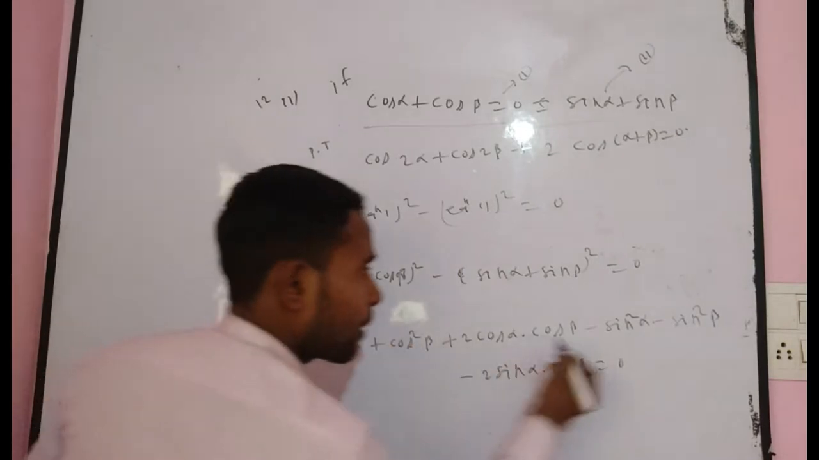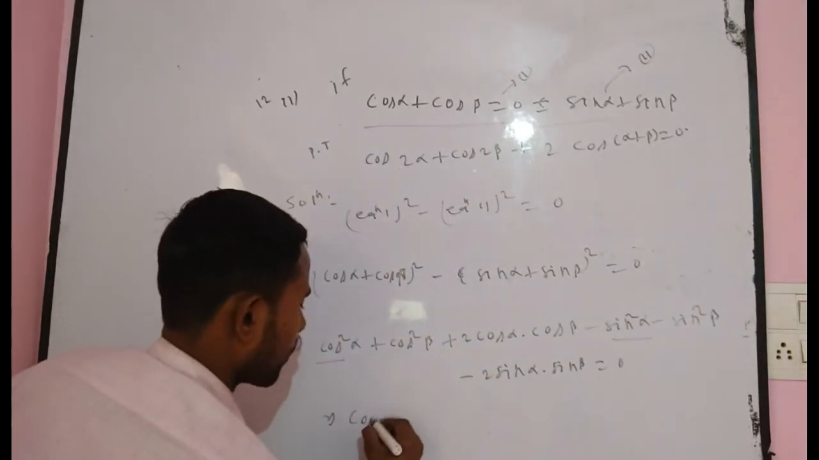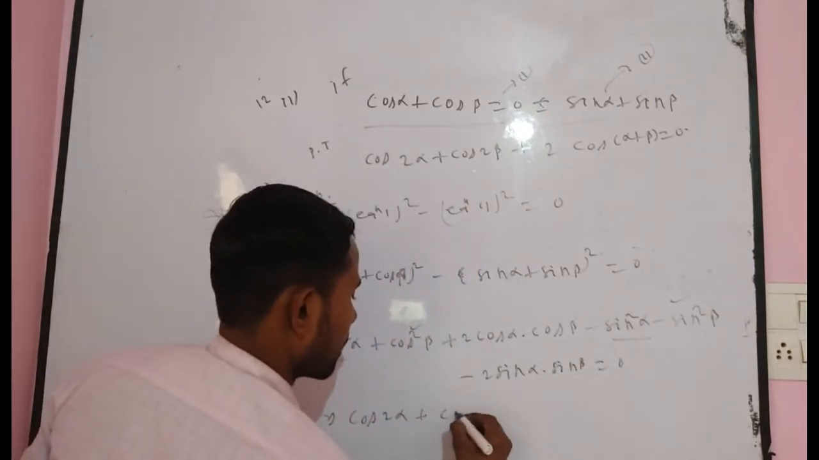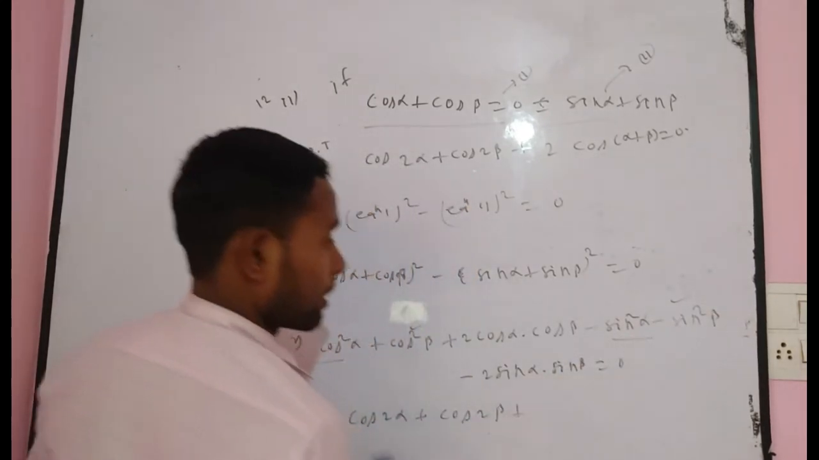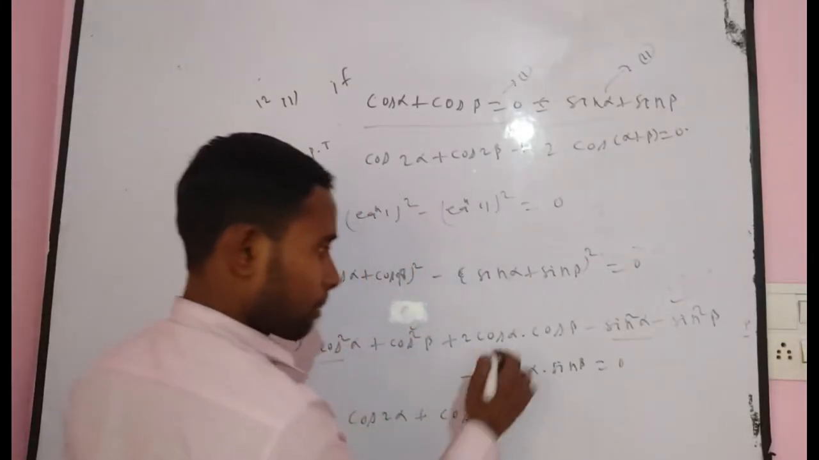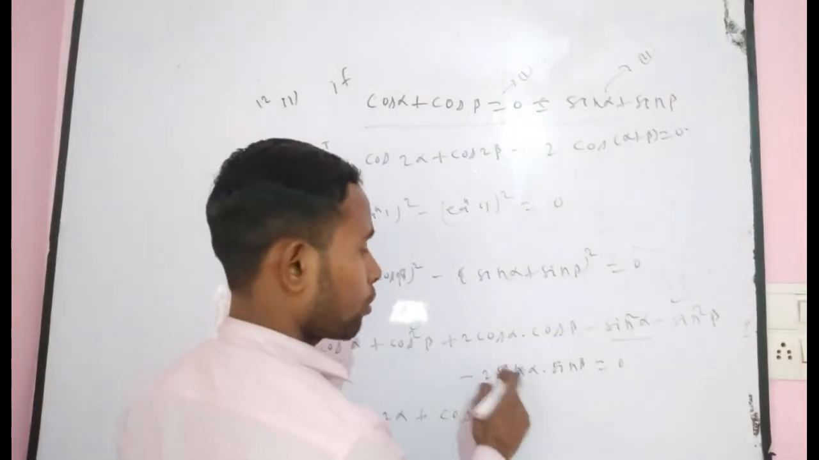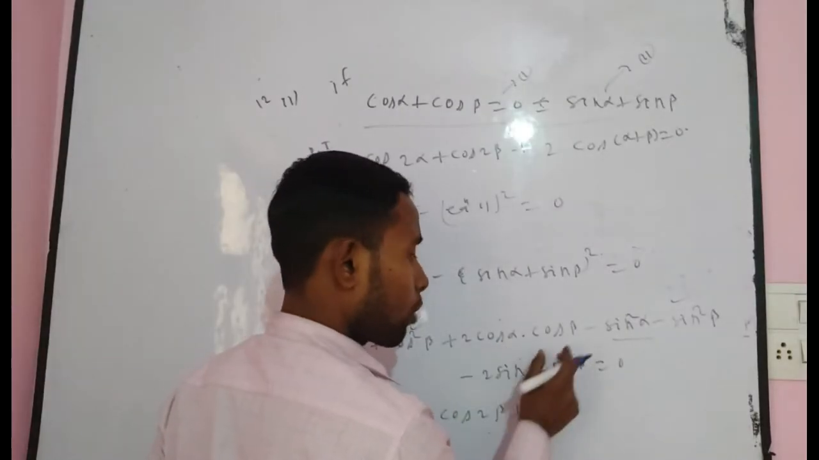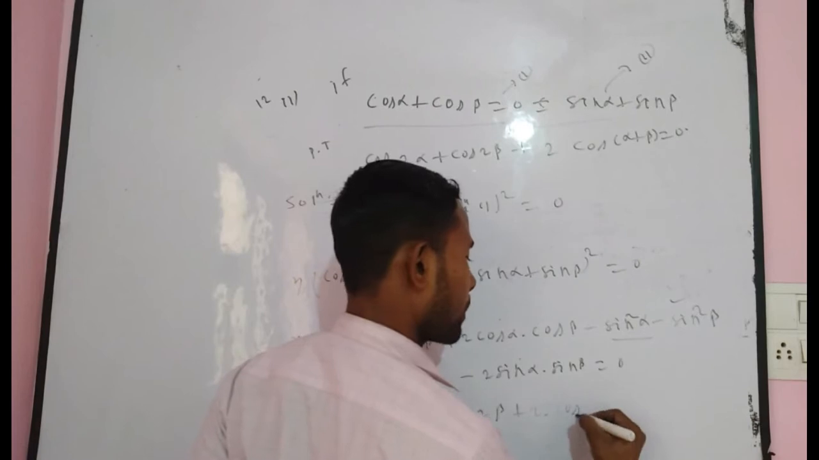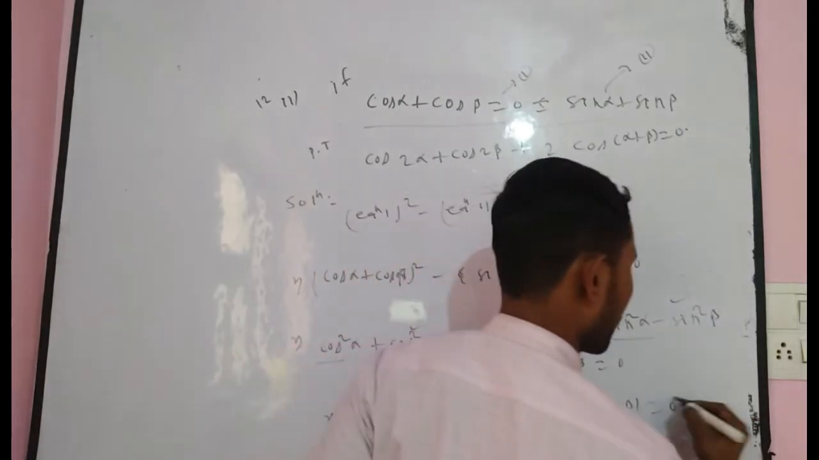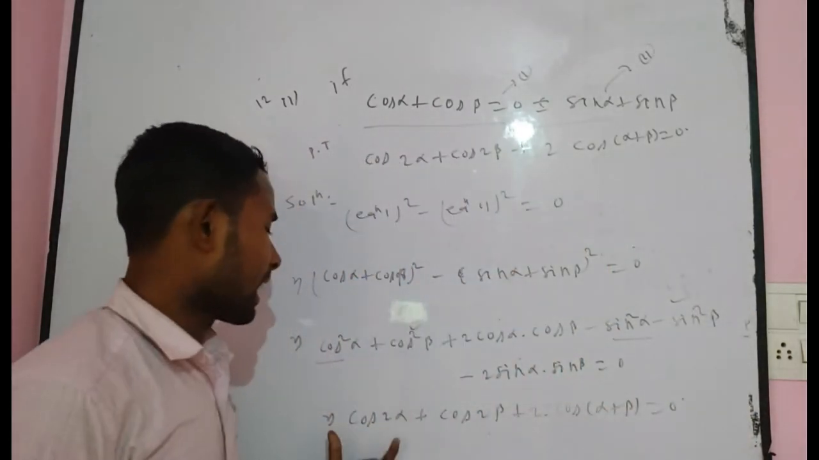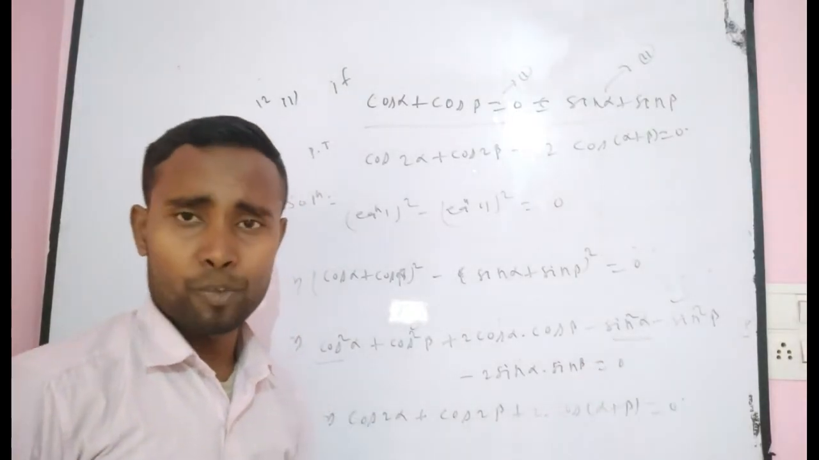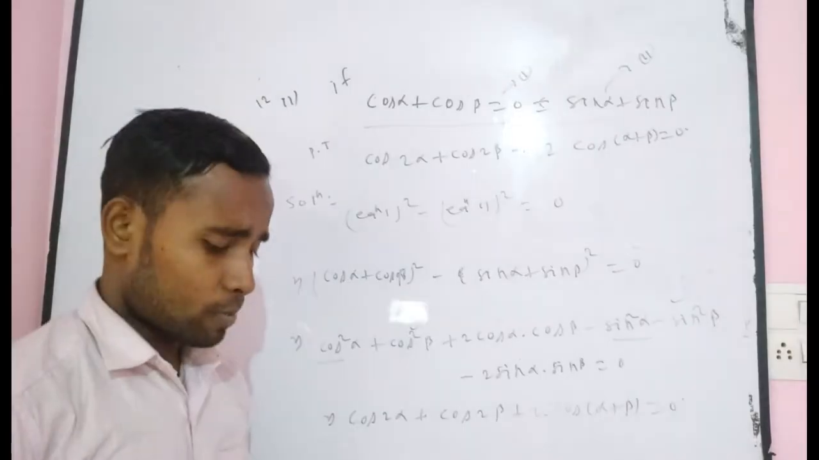Now cos square alpha minus sin square alpha will be what? Cos 2 alpha. Cos square beta minus sin square beta will be what? Cos 2 beta. Plus, if you take 2 common from the remaining terms, you get cos alpha into cos beta minus sin alpha into sin beta, which will be cos of alpha plus beta. That means cos 2 alpha plus cos 2 beta plus 2 into cos of alpha plus beta is 0. This is the final answer of this problem.